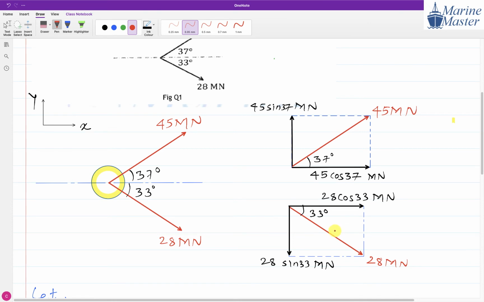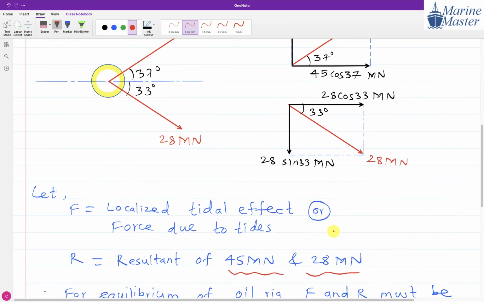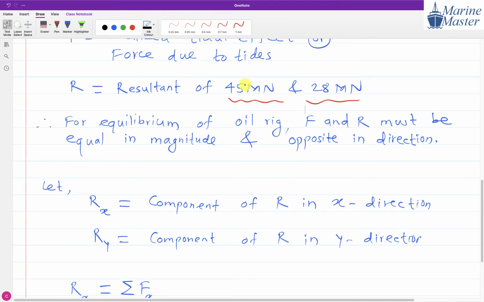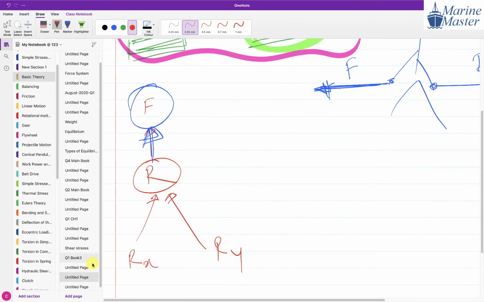So how to get the resultant? Here Rx is not equal to 0, or the summation of forces is not equal to 0, because R is the resultant of only these two forces, and these two forces are not in equilibrium. Means the combined effect of these two forces will not create an equilibrium situation.